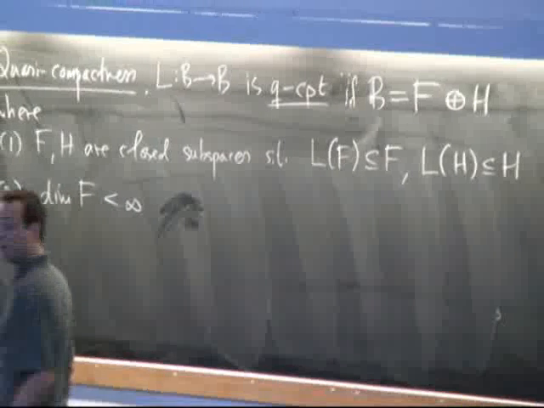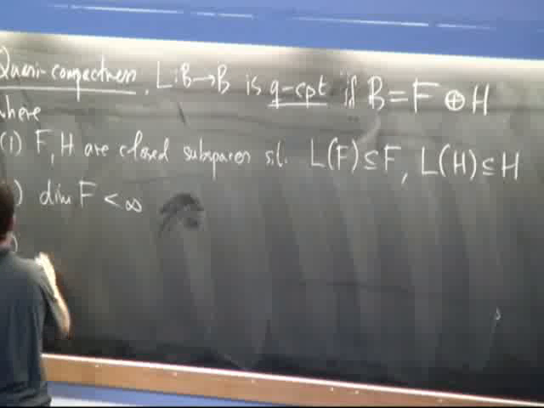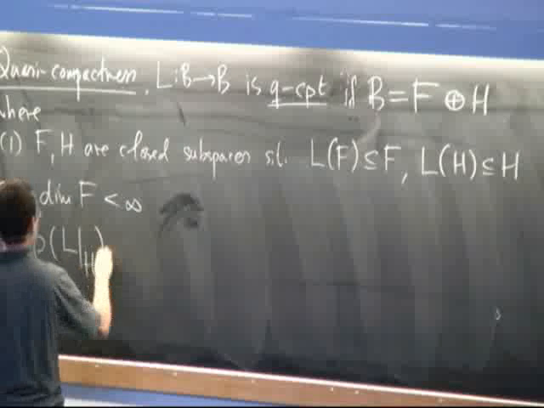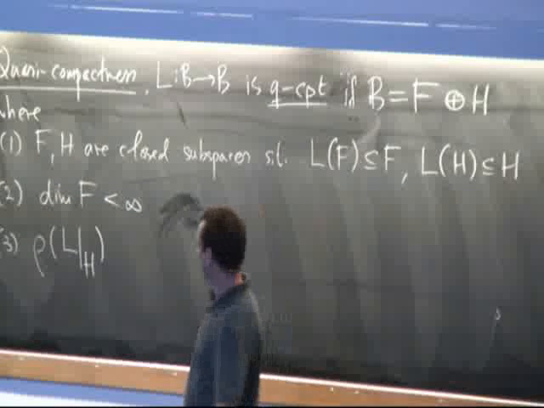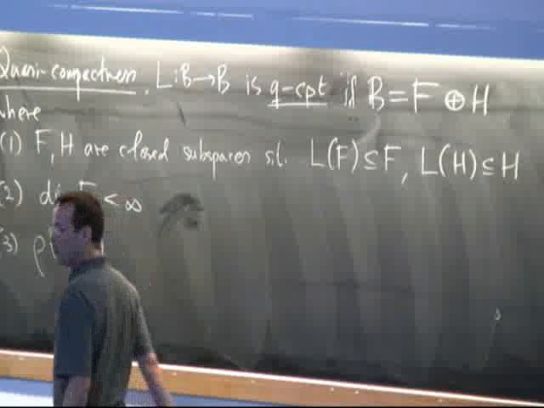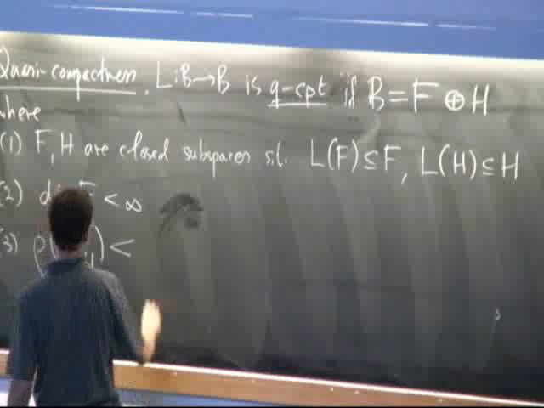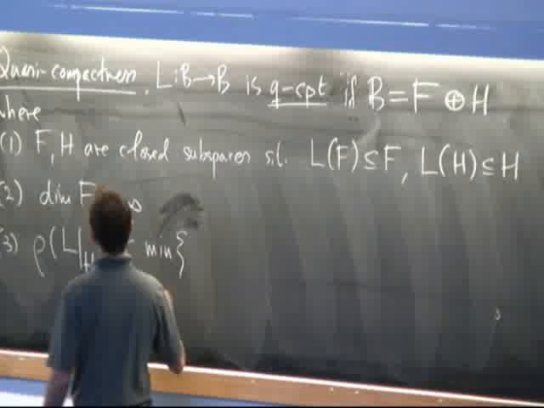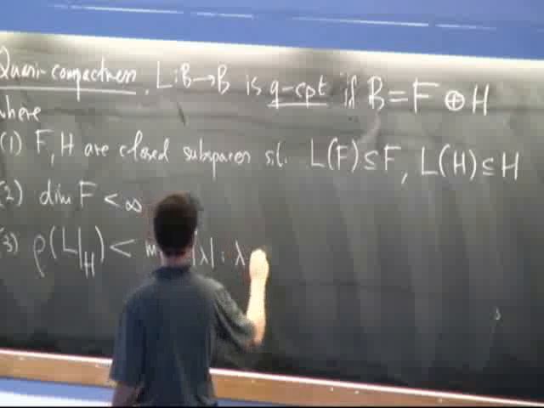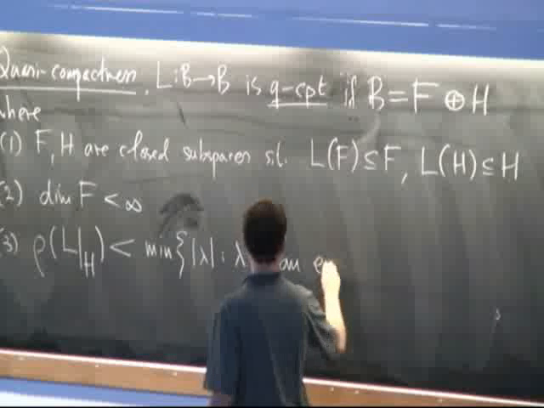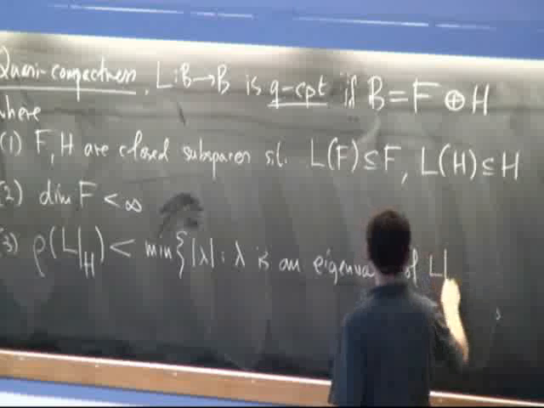And H, well, usually it will be infinite dimensional, but what is important about H is that the spectral radius of L restricted to H, because H is invariant, you can think about L as an operator from H to H. So the spectral radius of the part of the operator that lives on H is going to be smaller than all the eigenvalues of the operator on F. Lambda is an eigenvalue of L on F.